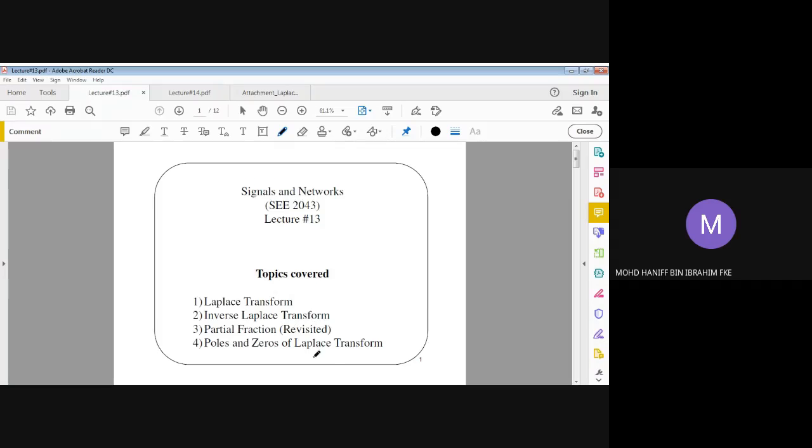And number 4, we're going to see the concept of poles and zeros of Laplace transform, in which these concepts will be usable for us, especially in chapter 5 and 6 later on. Chapter 5 and 6 basically will be covering the topics of filters. So the filters will need understanding on the poles and zeros of Laplace transform. So it's very important for us to understand what poles and zeros actually are in Laplace transform. Okay, so let us proceed.